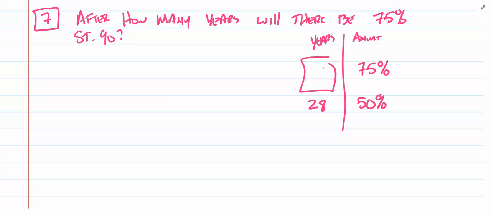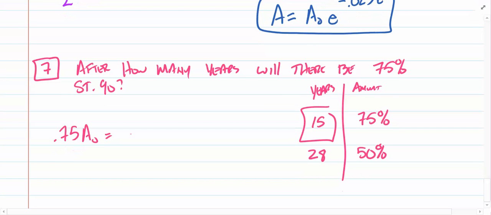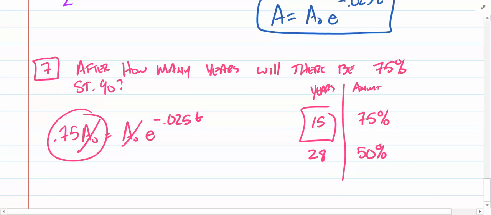Here's how you set it up. You go 0.75 of your initial amount equals the initial amount that we started with times e to the negative 0.025t. And you solve for your time. Because look, initial amount goes away. Okay? But that's the setup that everybody always messes up by putting 0.75 of that amount. So when you solve this, you get like 11.6 years, which is close to our ballpark figure, right? All right, you guys, there you go.